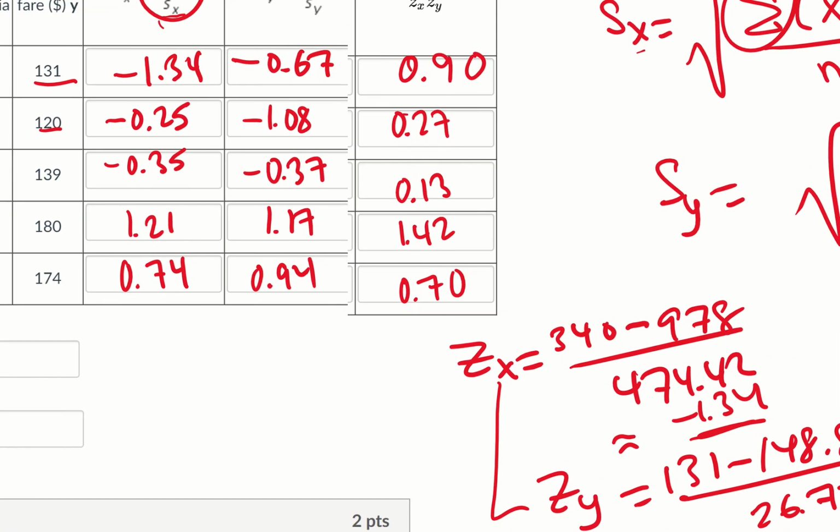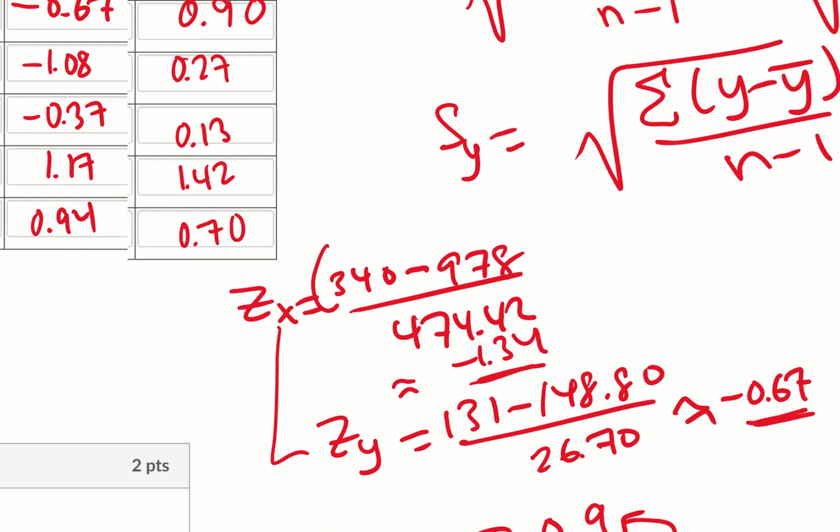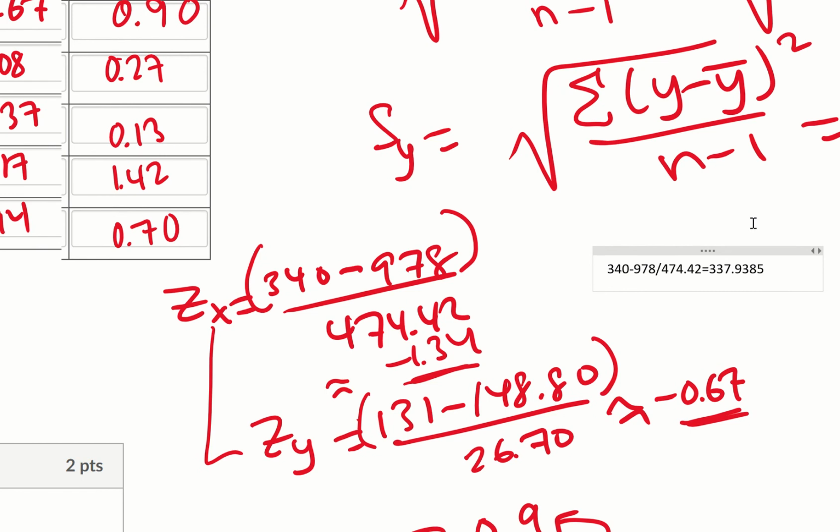Also be aware when you're using the calculator, make sure that you put this numerator in parentheses. If you were to just type this in without doing a parentheses, you're going to get the wrong answer. And I'll illustrate that here firsthand. So if I were to do 340 minus 978 on the calculator and then divided it by 474.42, notice that I don't get the answer that I have here. I get a really large number. That's because I didn't put this in parentheses.